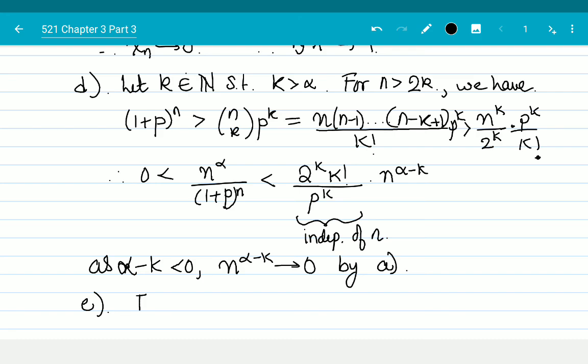For part E, take alpha equal to 0 in D. So as you take alpha equal to 0, you just get 1 over (1 plus p) to the n. And if the absolute value of x is less than 1, you can write it as 1 over 1 plus p for some proper p.